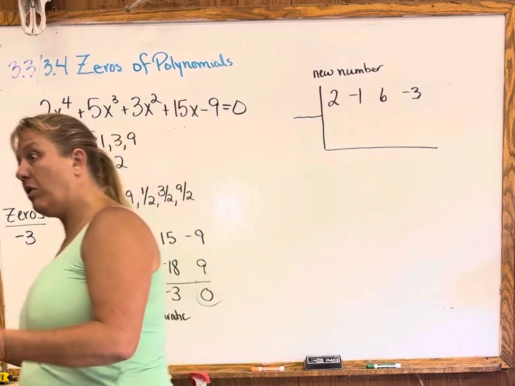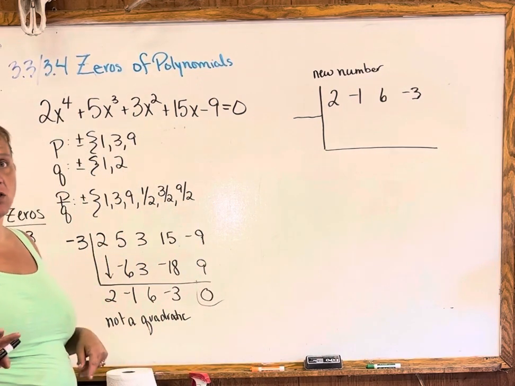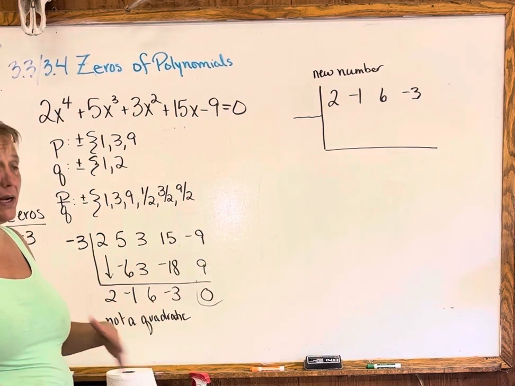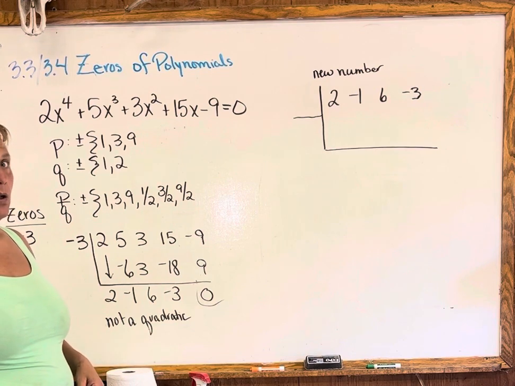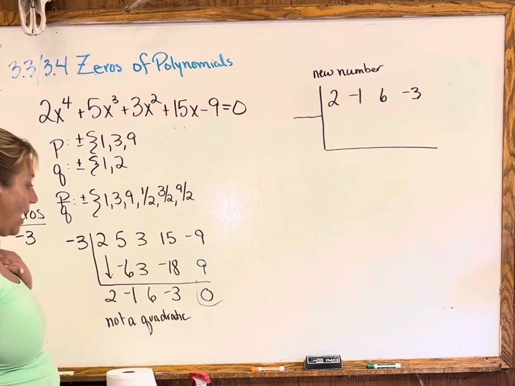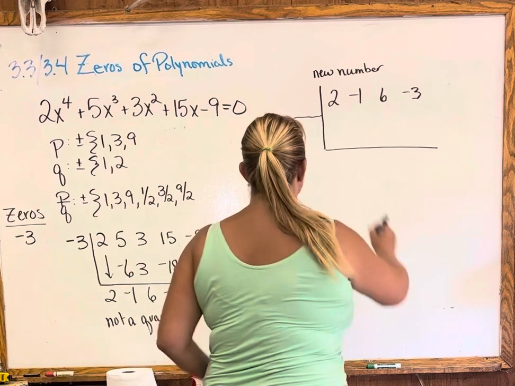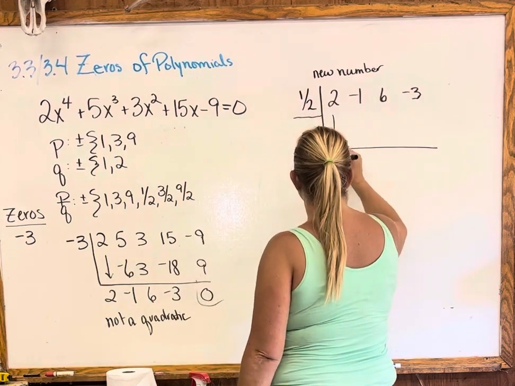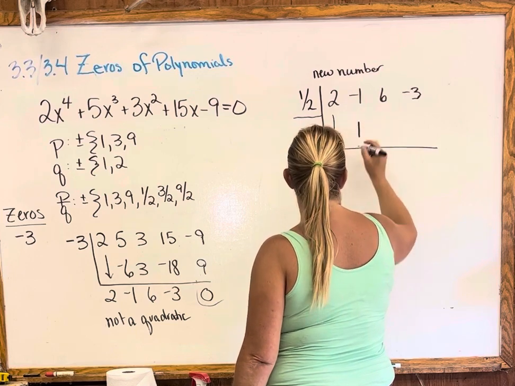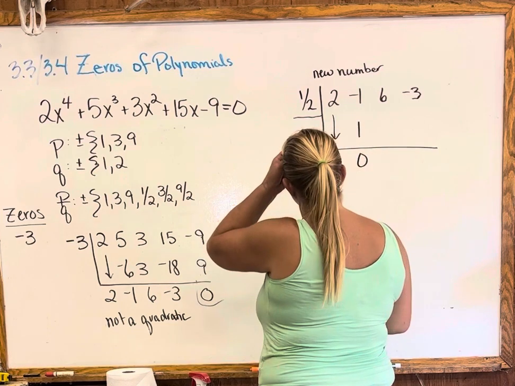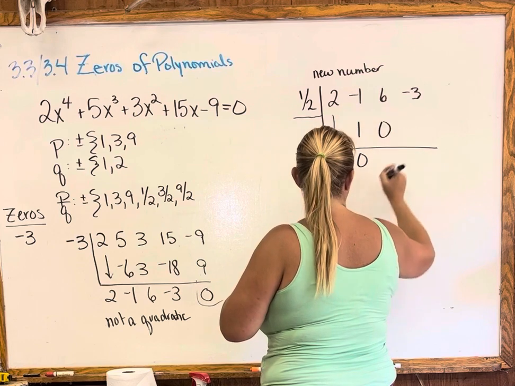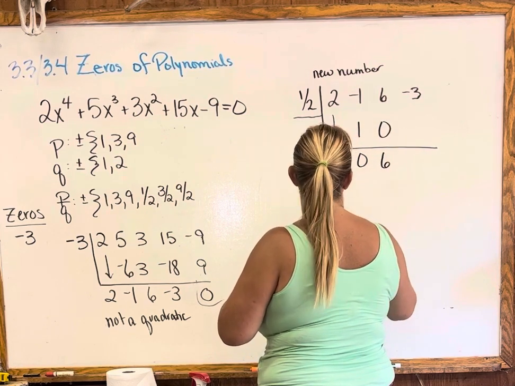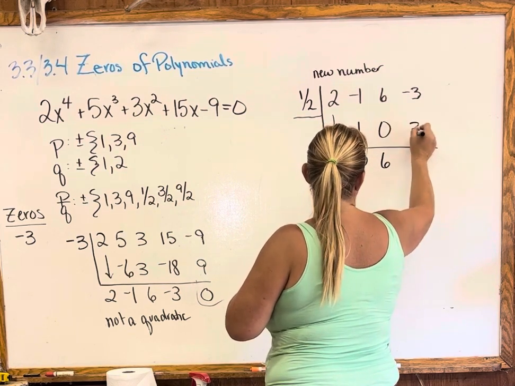Start plugging away, practice, practice, however many ones you want to practice before you push pause and practice. And then, lo and behold, come back, and I wonder what the answer is. I think it's 1/2. So, bring down the 2. That makes that 1. That makes that 0. That makes that 0. 6. 3. 0.